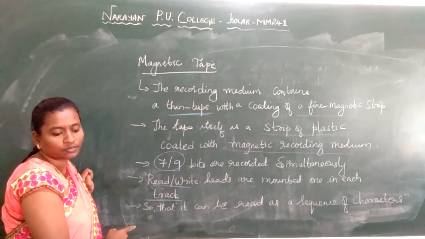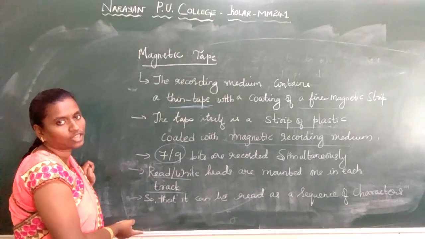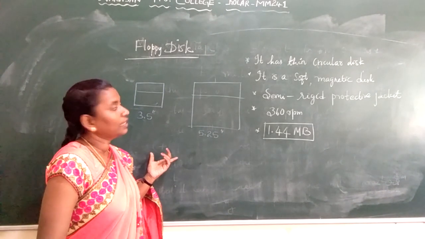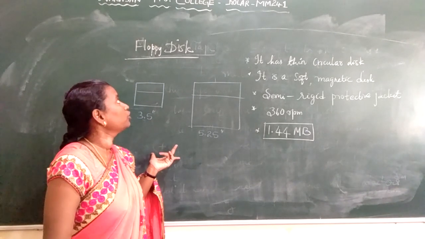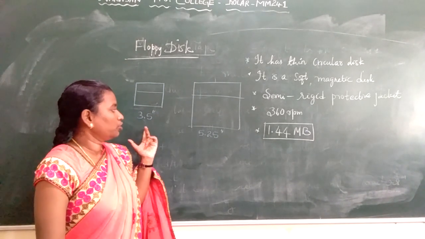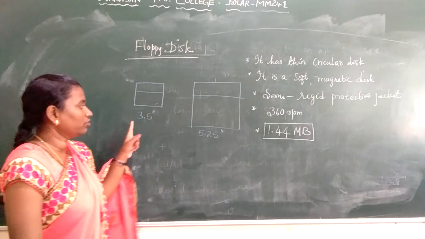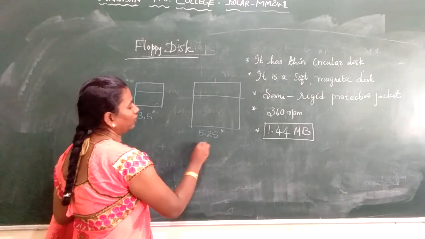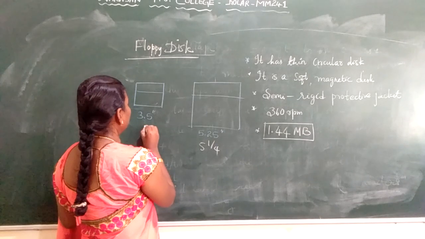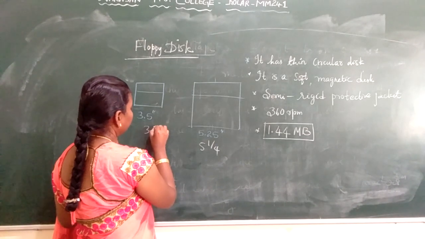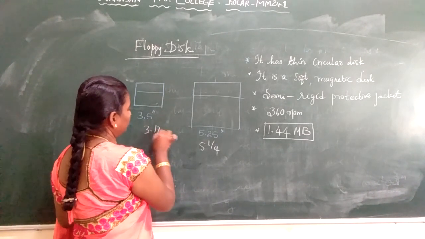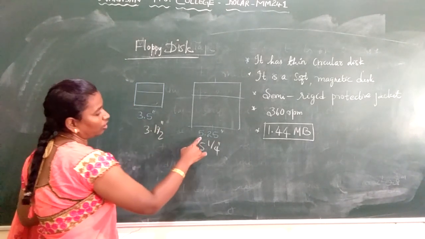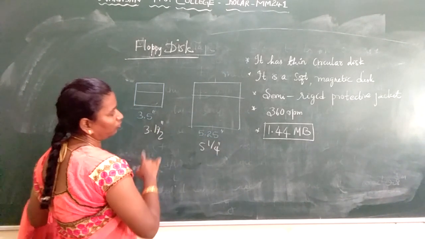Next we'll see the next kind of secondary storage medium. Okay, next we'll discuss the floppy disk. Floppy disks usually come in 3 types. We have the 3.5 inch or the 5.25 inch floppy disk.